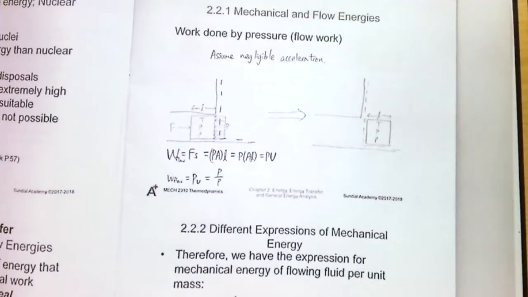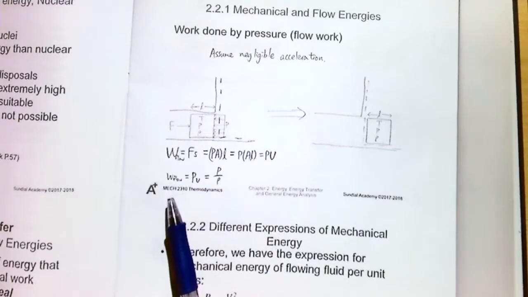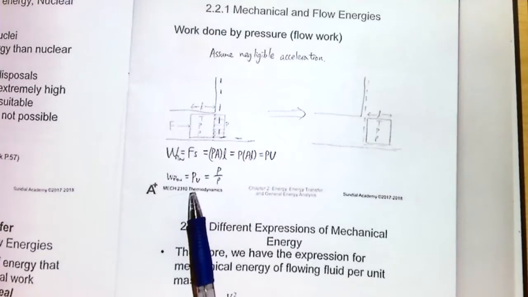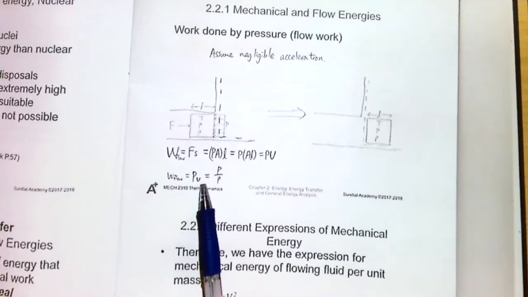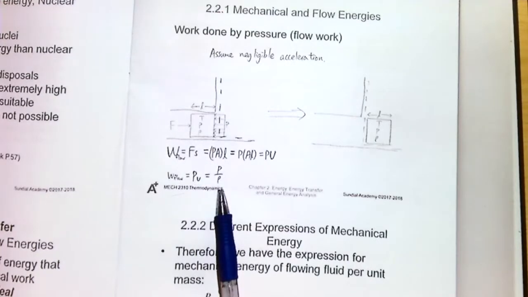But in thermodynamics, we will likely express this flow work by using a unit mass term. So we divide both sides by mass, so that we have a flow work per unit mass equal to P times small letter v. That's the specific volume. And recall that this specific volume is equal to the reciprocal of the density, so that we will have P divided by rho.